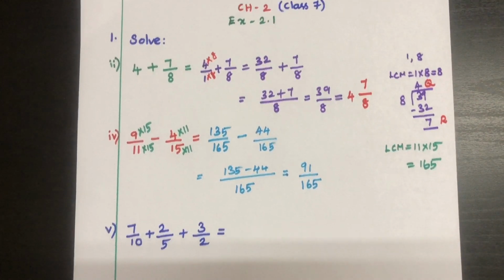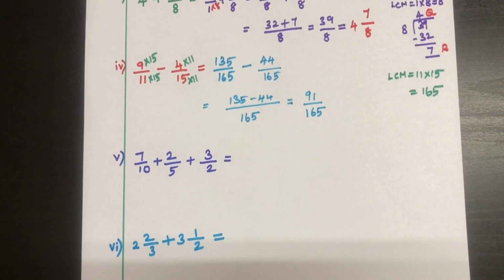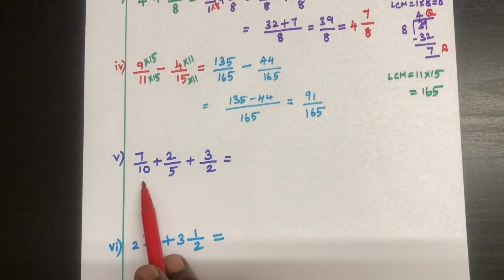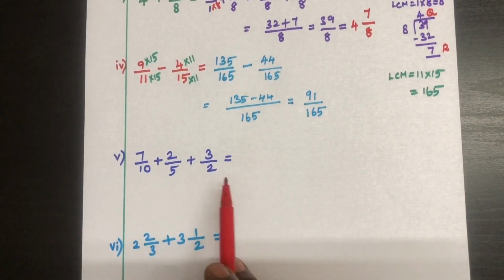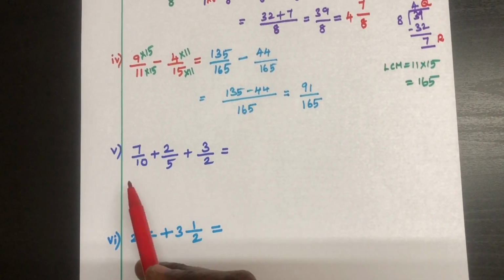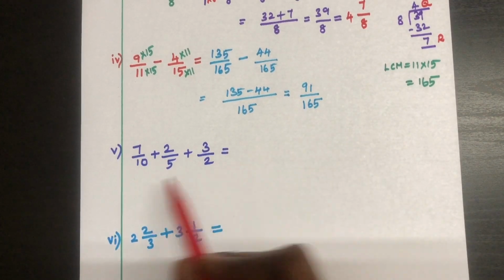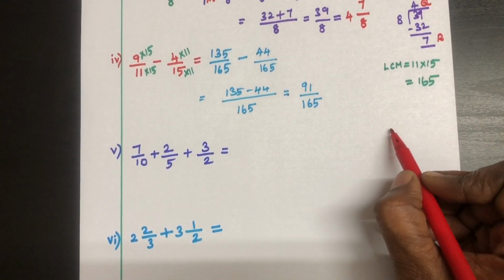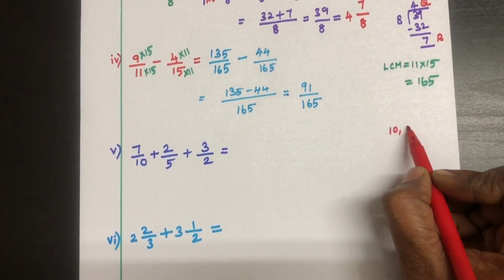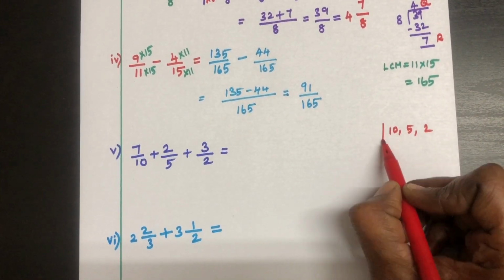Okay. Now the other question. 7 by 10 plus 2 by 5 plus 3 by 2. How to do this? See, the denominators all are different. We need the same denominator for the fractions. So let us find the LCM. How to do LCM? 10, 5, 2.